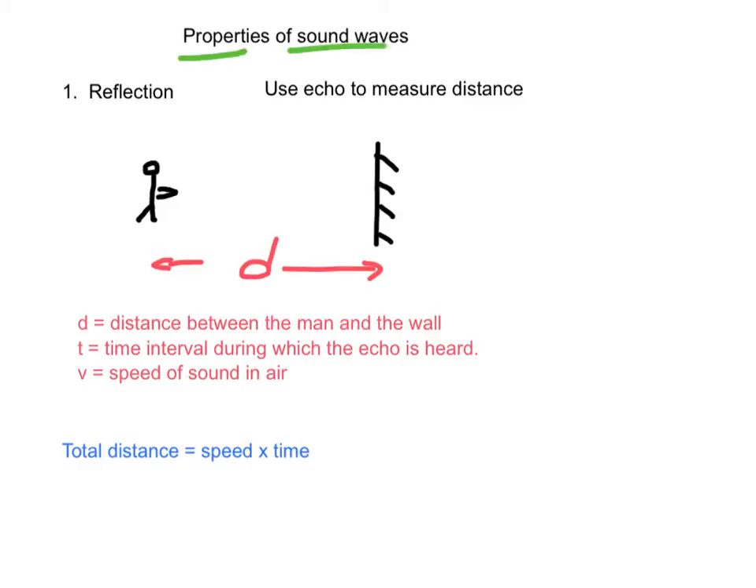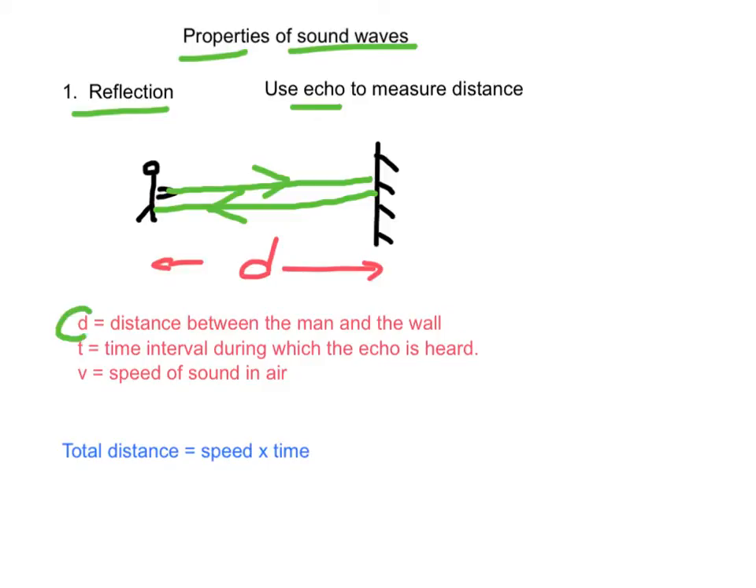Properties of sound waves. First, sound can be reflected. When you clap your hands, the sound wave will travel forward. When it meets an obstacle, for example, a wall, the wave will be reflected back towards the person and he will hear an echo.